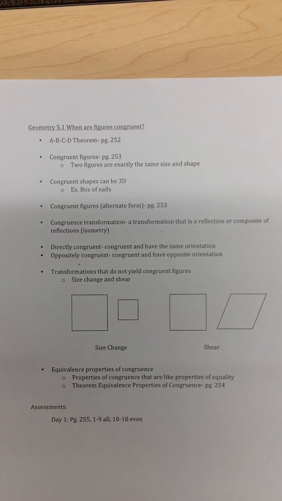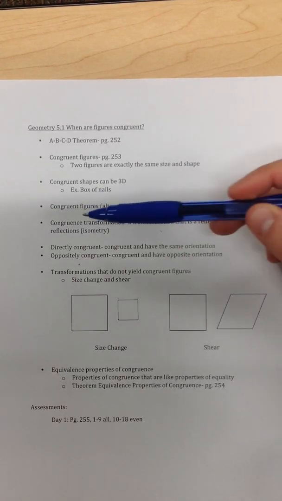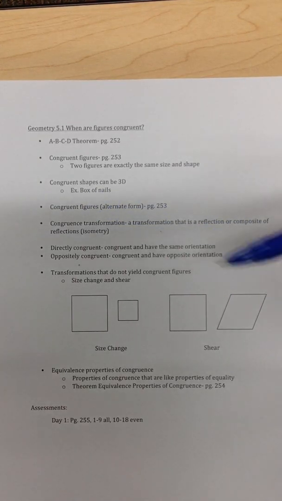So it's a transformation that is a reflection or composite of reflections. Really, that's the same as isometry. So anytime you see isometry, you could swap this phrase in, congruence transformation. Okay, same as if you saw congruence transformation, that just means isometry. They're just interchangeable words. Next thing we've got is directly congruent and oppositely congruent.